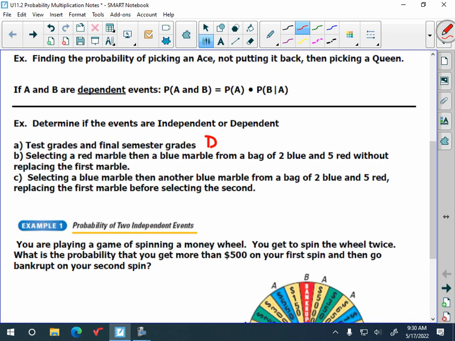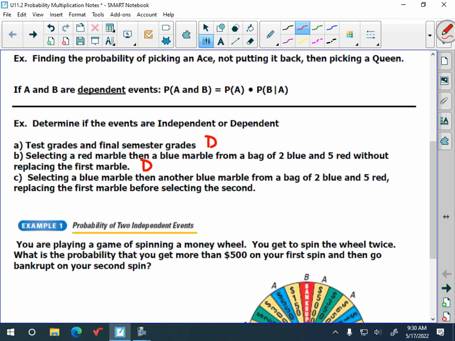All right, B, selecting a red marble, then a blue marble. So we're picking 2 marbles from the bag. There's 2 blue, 5 red, without replacing the first marble. All right, so I take the red marble out. Okay, I select it, and then I don't put it back in the bag. And then I want to pick the next one. Okay, they're dependent on each other. Okay, so they're dependent because the second event is going to change from what it should be, because there's 1 less marble in the bag.